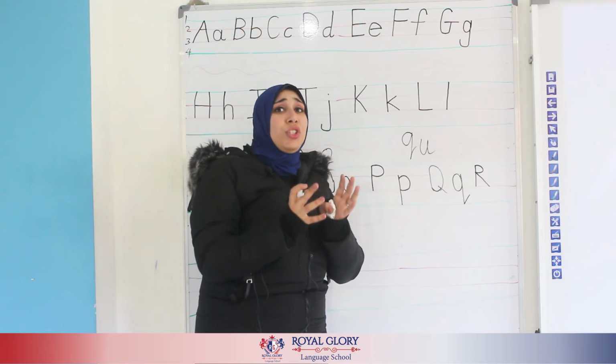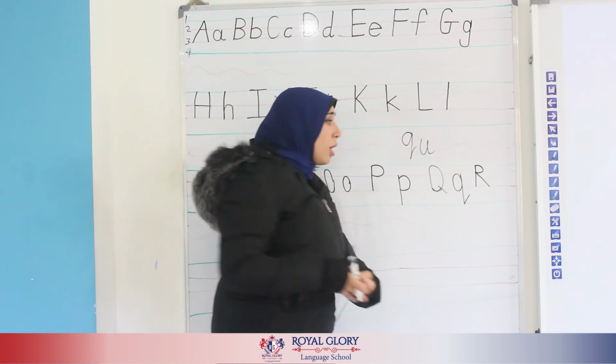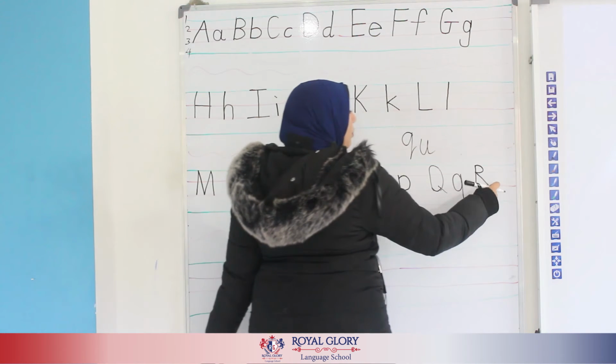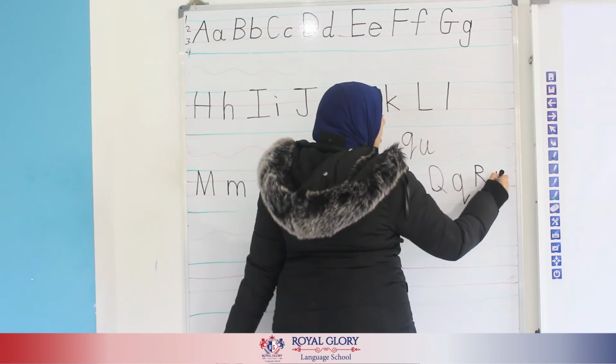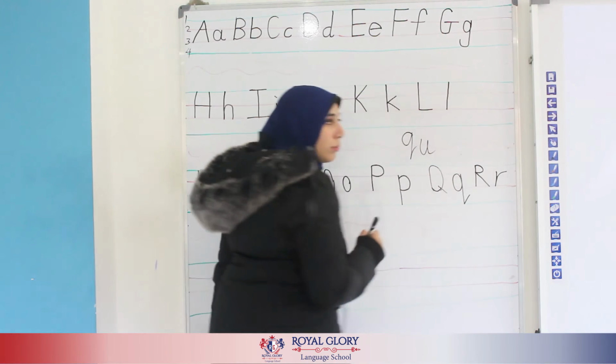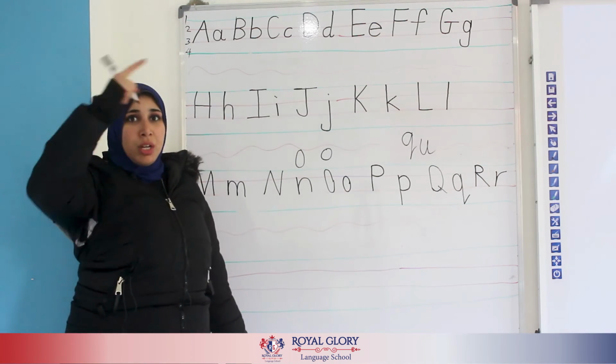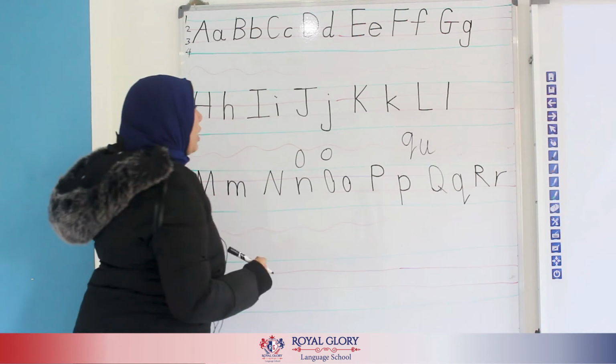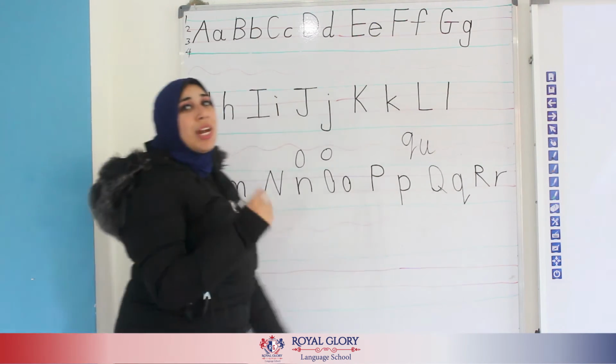The lowercase of letter R is between line number 2 and line number 3. Make it down, down, down, and make a curve. Okay, down, curve, down, curve. Okay, after letter R, letter S.